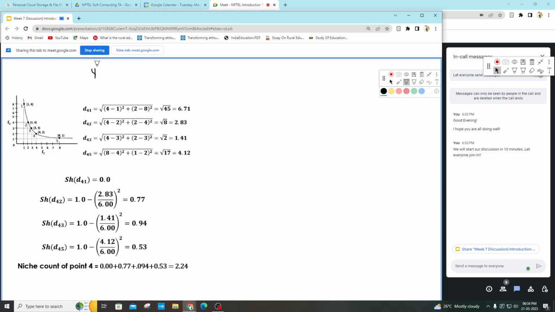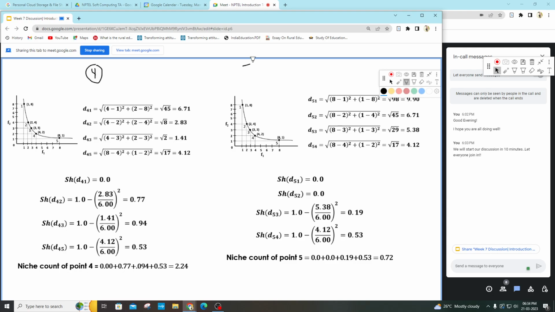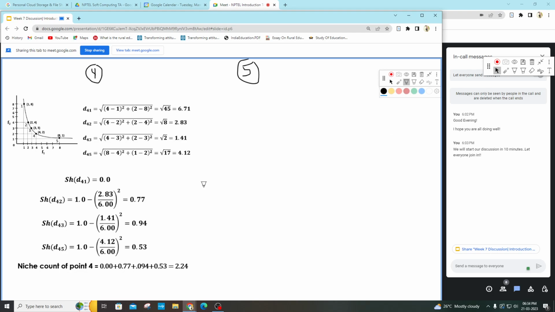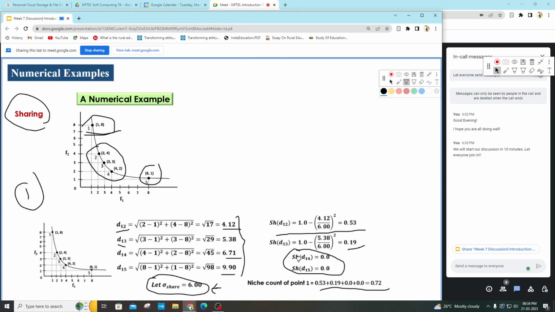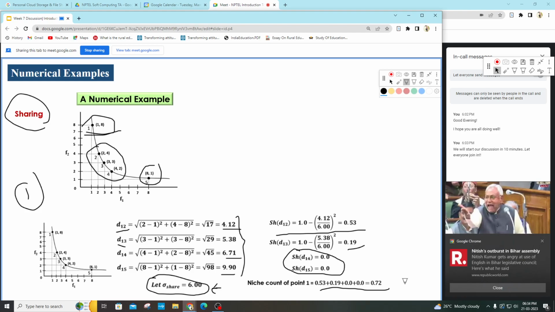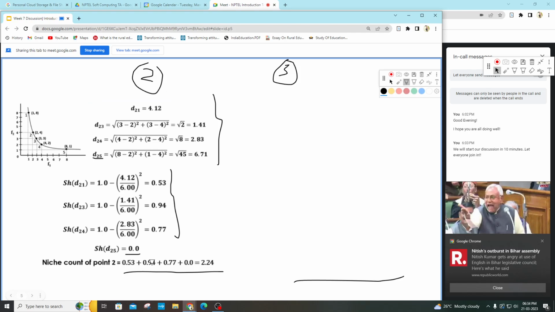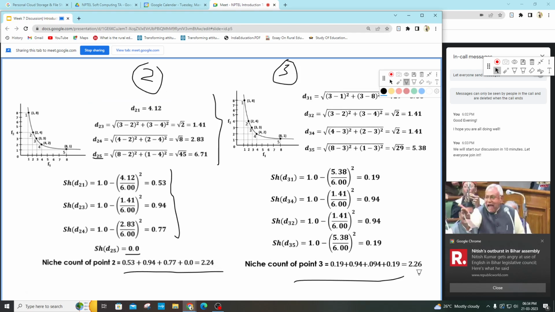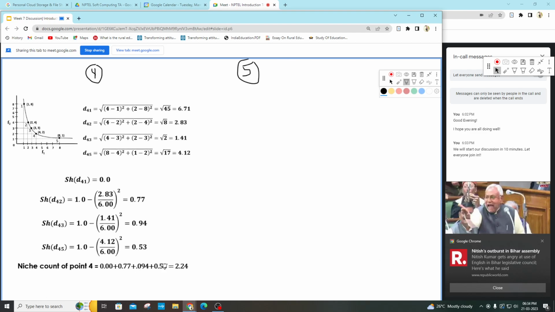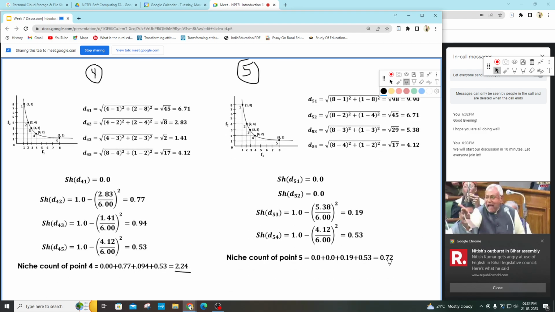This is niche count for 0.4, and similarly this is niche count for 0.5. So let's compare the values of niche count. Niche count for 0.1 is coming 0.72, right? 0.1 is very far away and 0.5 is also very far away. So niche count of 0.1 is coming 0.72. Similarly niche count of 0.2 is coming 2.24. For 0.3 is coming 2.26, and 0.4 is coming 2.24, and 0.5 again coming 0.72.